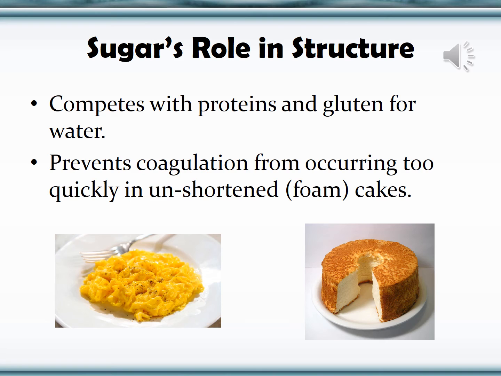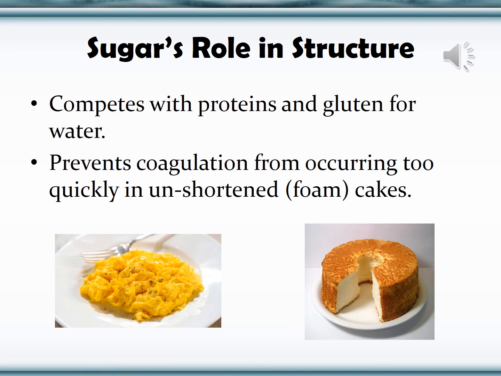Before moving on to the next topic, let's review what happens in foam cakes. So foam cakes have a very light and spongy structure, which you can see in the picture of the angel food cake below. This occurs from the whipping of eggs, which incorporates a great deal of air. When heated, the air produces steam, which allows for the expansion of the foam cake, giving it that very light and fluffy structure.